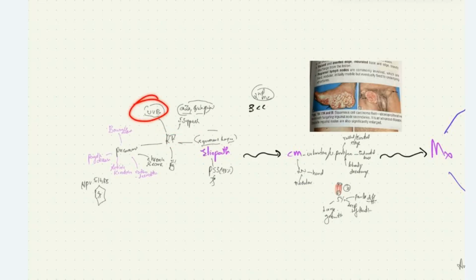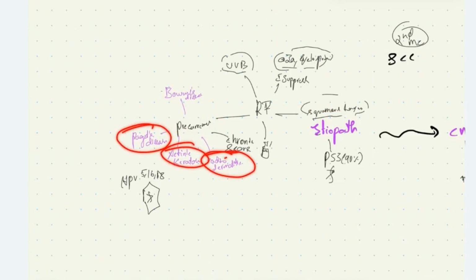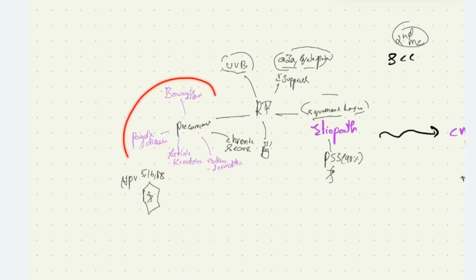We know that exposure to UV light is the risk factor for all the three carcinomas: malignant melanoma, squamous cell carcinoma, and basal cell carcinoma. And all the precancerous conditions like Bowen's disease, which we discussed in the morning, Paget's disease, actinic keratosis, radiodermatitis, and chronic scars, which we discussed extensively under pre-malignant conditions of skin, are risk factors for squamous cell carcinoma.